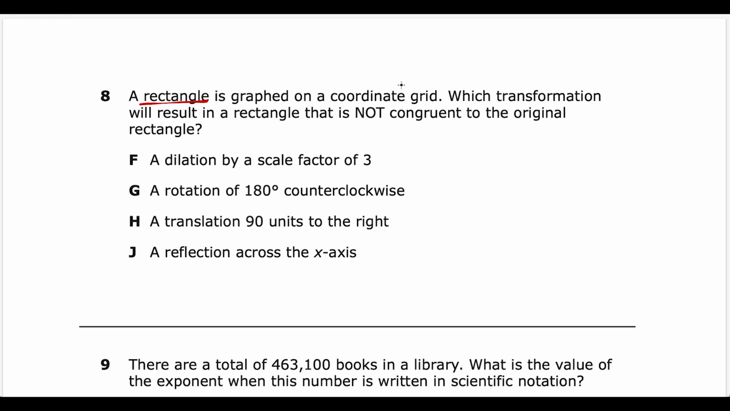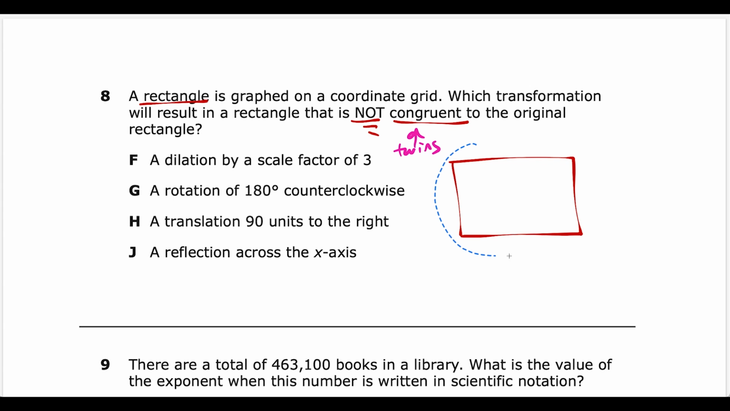Question 8, we have a rectangle and it's graphed on the coordinate grid, but I'm just going to go ahead and draw a rectangle over here. And we want to know which transformation will result in a rectangle that is not congruent to the original rectangle. Now just know congruent means exactly the same. I think of them as identical twins. So if I had two congruent rectangles, their side lengths are the same, the angles between the sides are exactly the same. But which of these transformations is going to result in something that is not identical to the original shape?